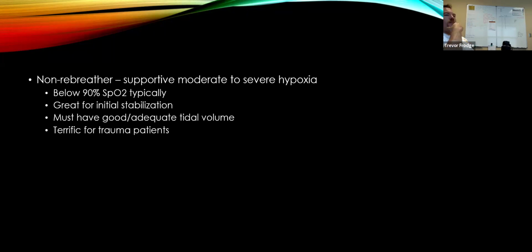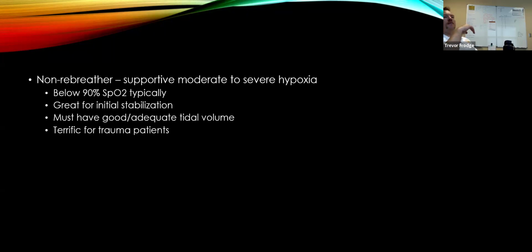So let's talk about that non-rebreather. So moderate to severe hypoxia, you're below 90% typically. So anywhere above 90%, that's where we're into that nasal cannula range again. It's great for that initial stabilization, right? So if they have severe respiratory distress, absolutely get that non-rebreather on them. They have to have good, adequate tidal volume. So again, they've got to be breathing spontaneously to take that oxygen in.